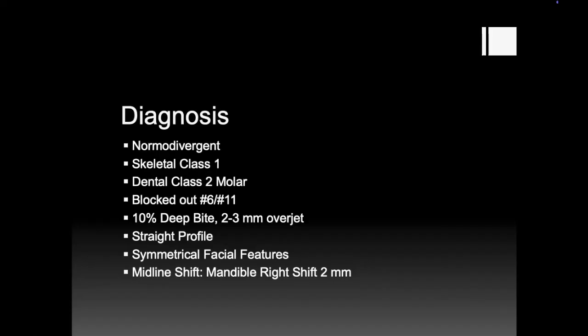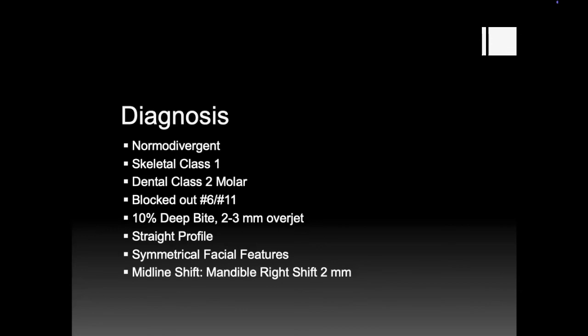So when we're looking at these problem lists, normal divergent, obviously that's not technically a problem, so no reason to recommend treatment for that. If they were hyperdivergent, like we said, a little bit, again, probably not something in and of itself that would warrant any treatment at this point. We're going to be able to address those things later. Dental class 2 molar, something that we treat all the time in phase 2, but is there any indication to treat a standalone dental class 2 molar in a child? No, not really.